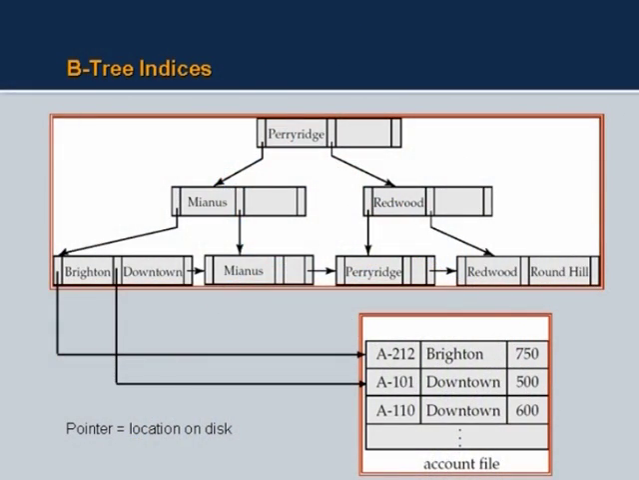So for each value here, there is a corresponding pointer. The pointer is actually to the left. So for Brighton, you follow the pointer which is on its left to go to the Brighton record. For downtown, you follow the pointer to its left and go here.